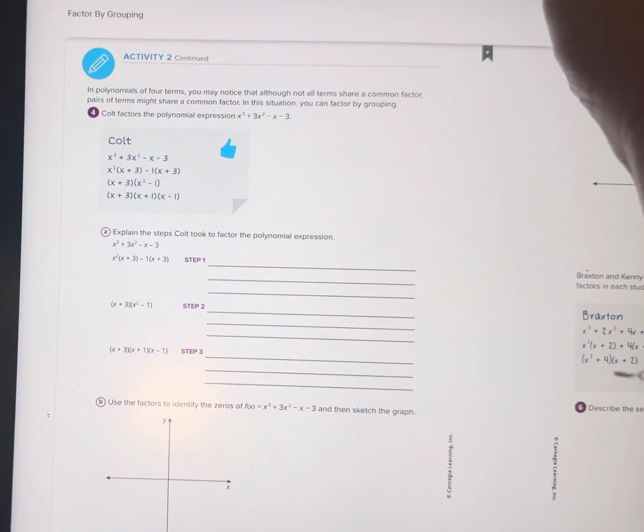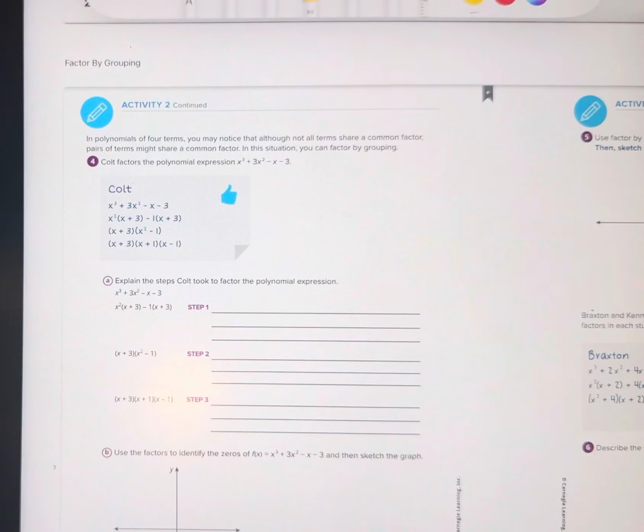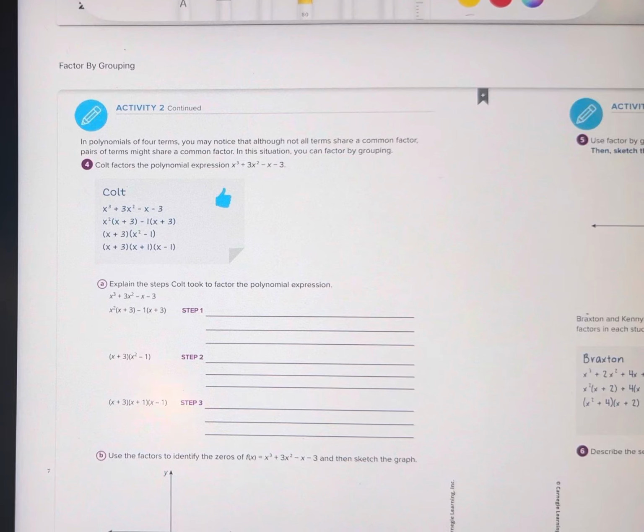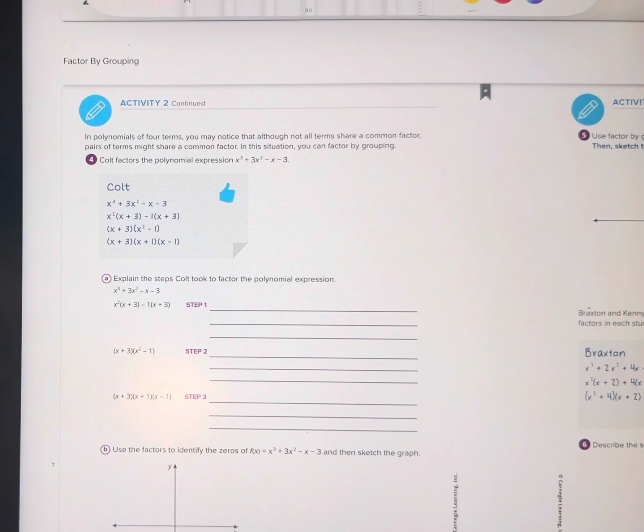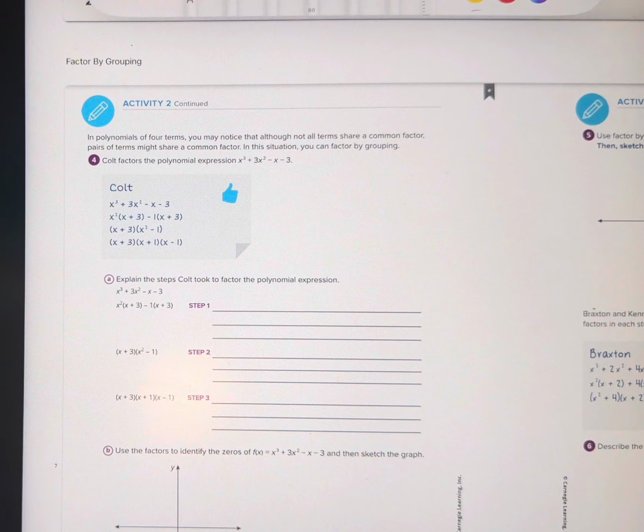Okay guys, our factoring marathon continues. Now let's review factor by grouping, okay? Now, factor by grouping, I always check if I can do factor by grouping when I see 4 terms.